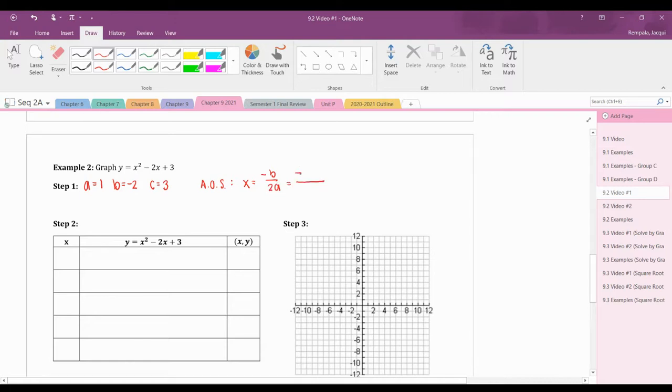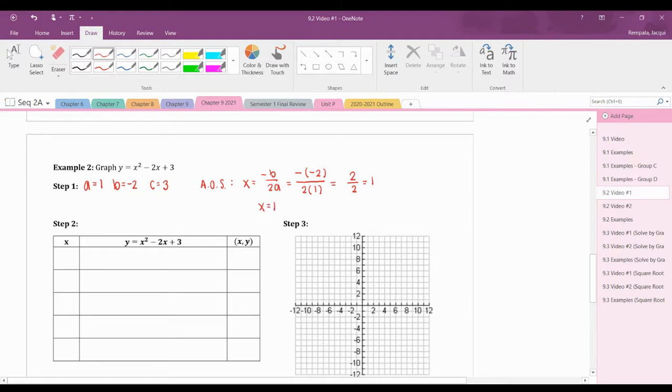Now I've got to have the negative sign, and then in parentheses, I'm going to plug in B, which is negative 2. That's all over 2 times our A value. So in parentheses, I'm going to put 1. Notice that my numerator has back-to-back negatives, so a negative times a negative makes that a positive 2 on the top. 2 times 1 is 2. Well, 2 divided by 2 is 1. So notice that my axis of symmetry is x equals 1.